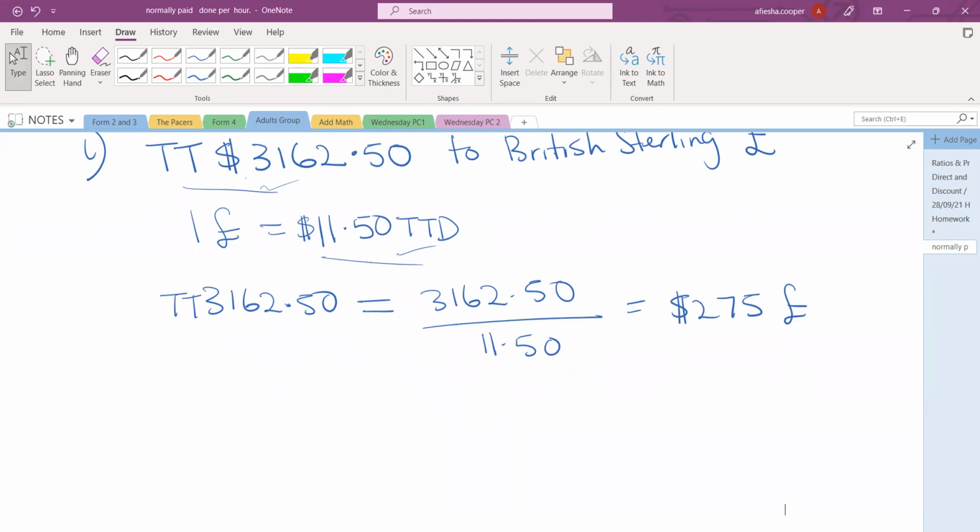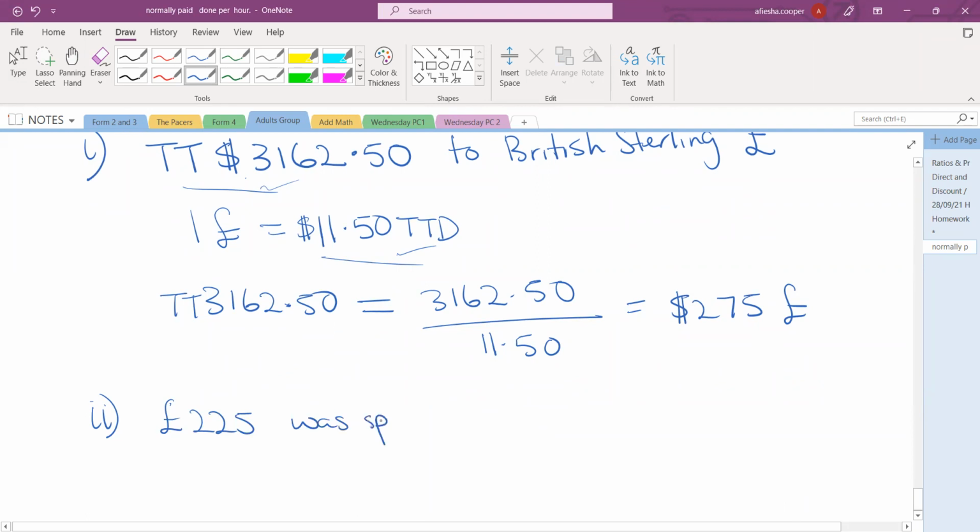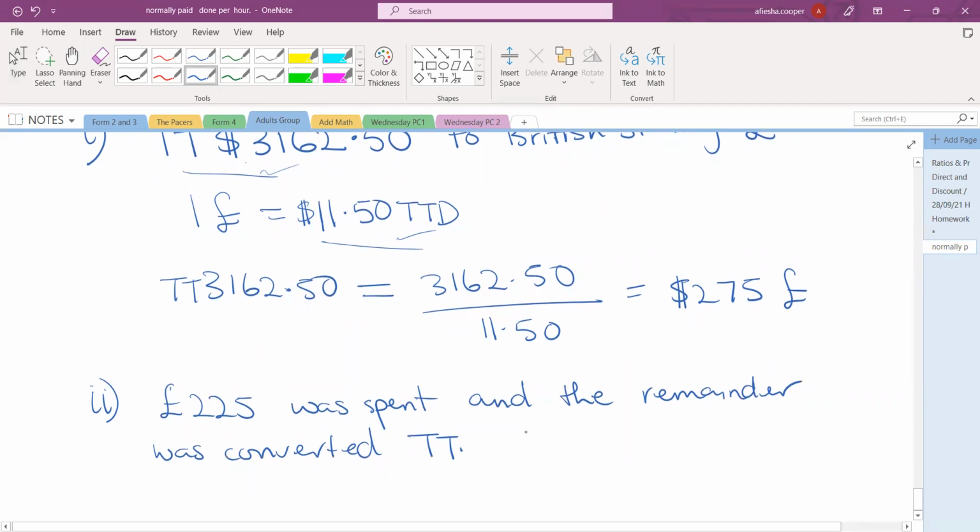What do we do now? Let's see. 225 sterling was spent, and the remainder was converted to TT. So let's work that out. How much TT?